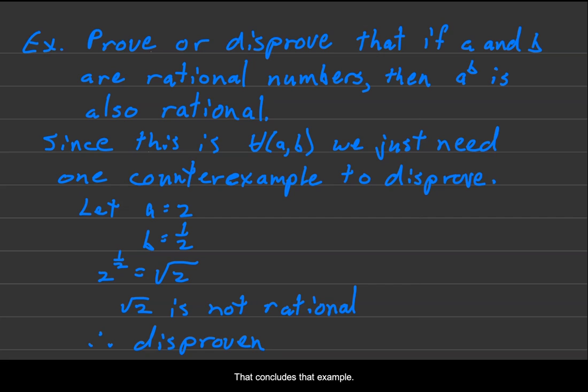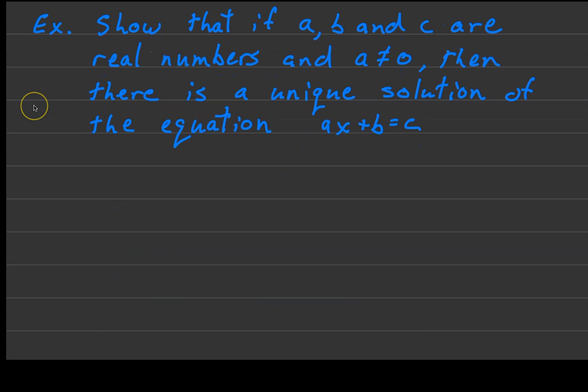Okay, that concludes that example. Okay, for the next example, we'll show that if a, b, and c are real numbers and a is not equal to 0, then there's a unique solution of the equation ax plus b is equal to c.